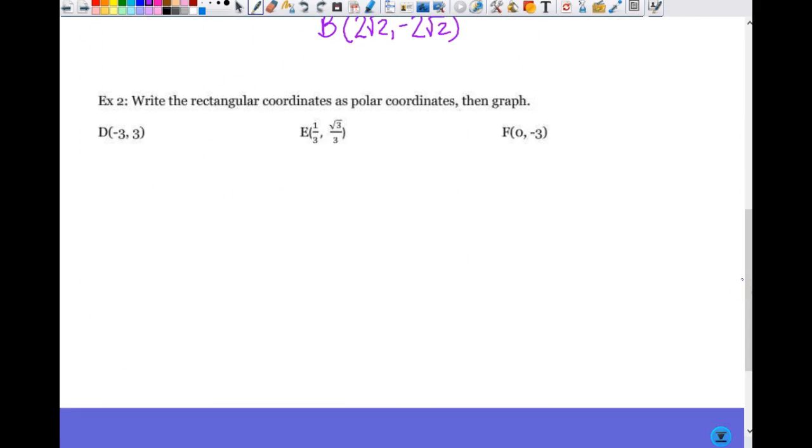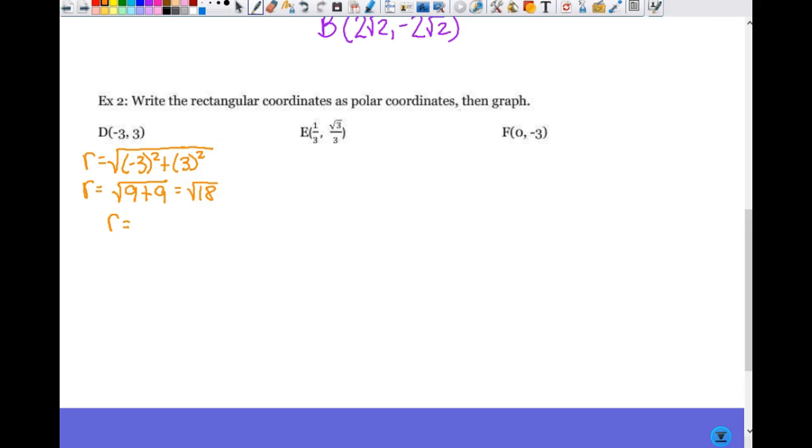We're going to write the rectangular coordinates in polar coordinates, and then we're going to graph. So here, I know that r is equal to the square root of negative 3 squared plus 3 squared. The negative doesn't matter. So I get the square root of 9 plus 9, square root of 18. So what is that going to reduce to? 3 square root of 2?